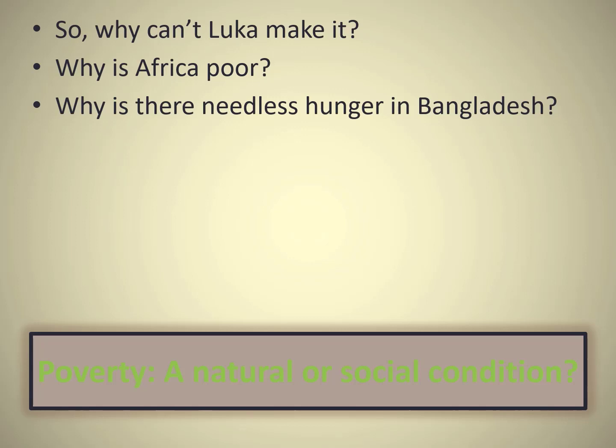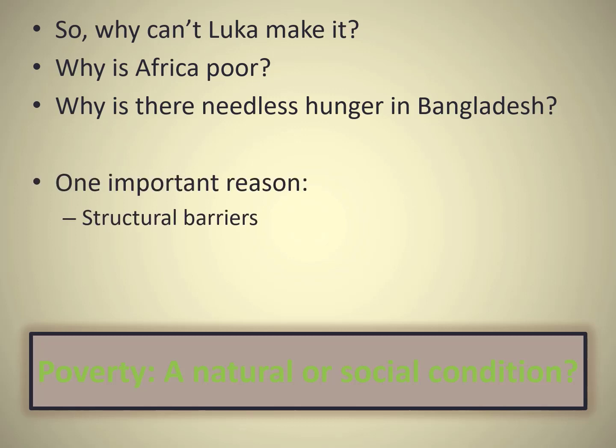Based on what we've talked about, I'll leave you to think about that: natural or a social condition. What's the cause of world hunger, of poverty, malnutrition? Again, one important reason is structural barriers. The way the system is set up unequally distributes the benefits and costs of economic growth, so that very few receive the benefits while many of the rest of us endure the costs without really enjoying the benefits. You can inject all the capital you want into something, but if you have not changed the system, you haven't really changed anything.